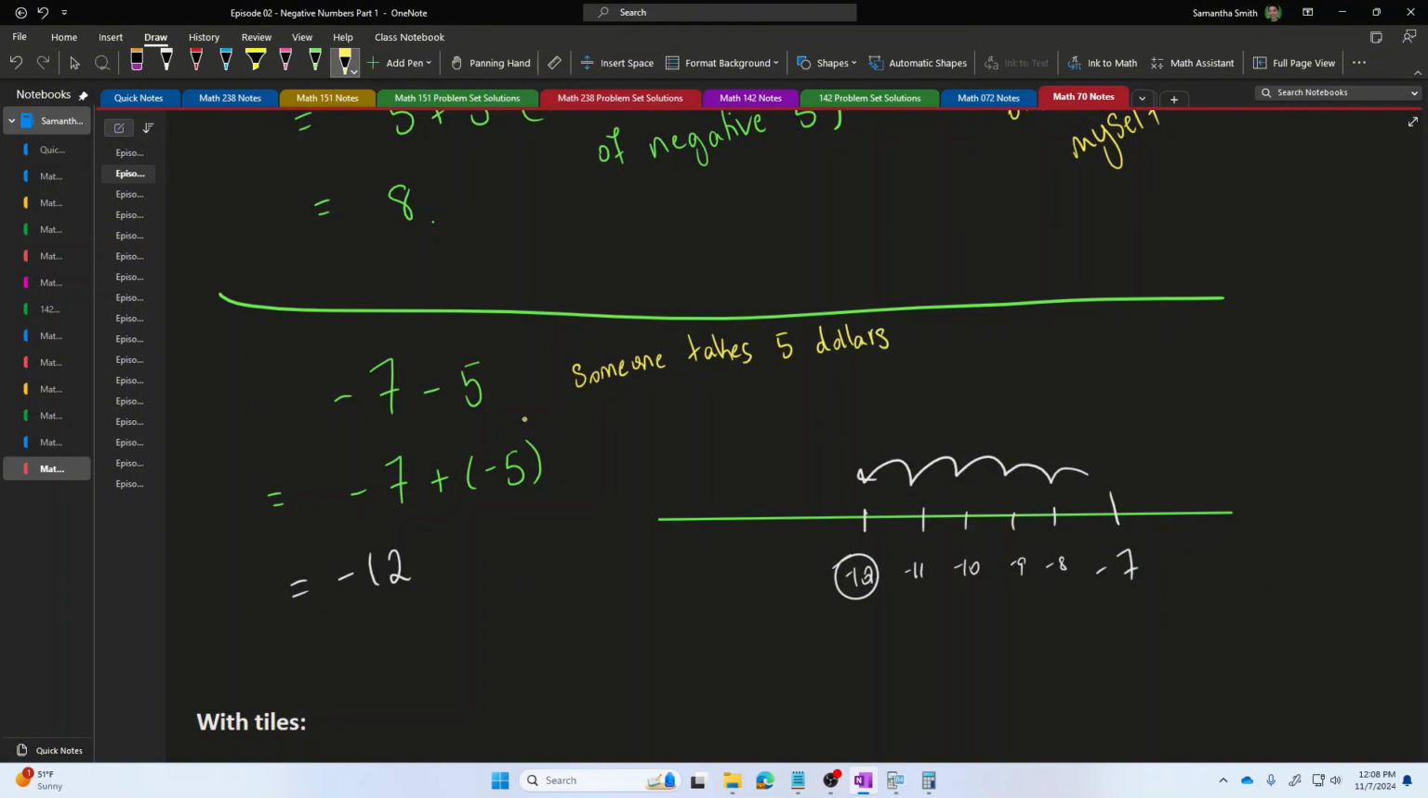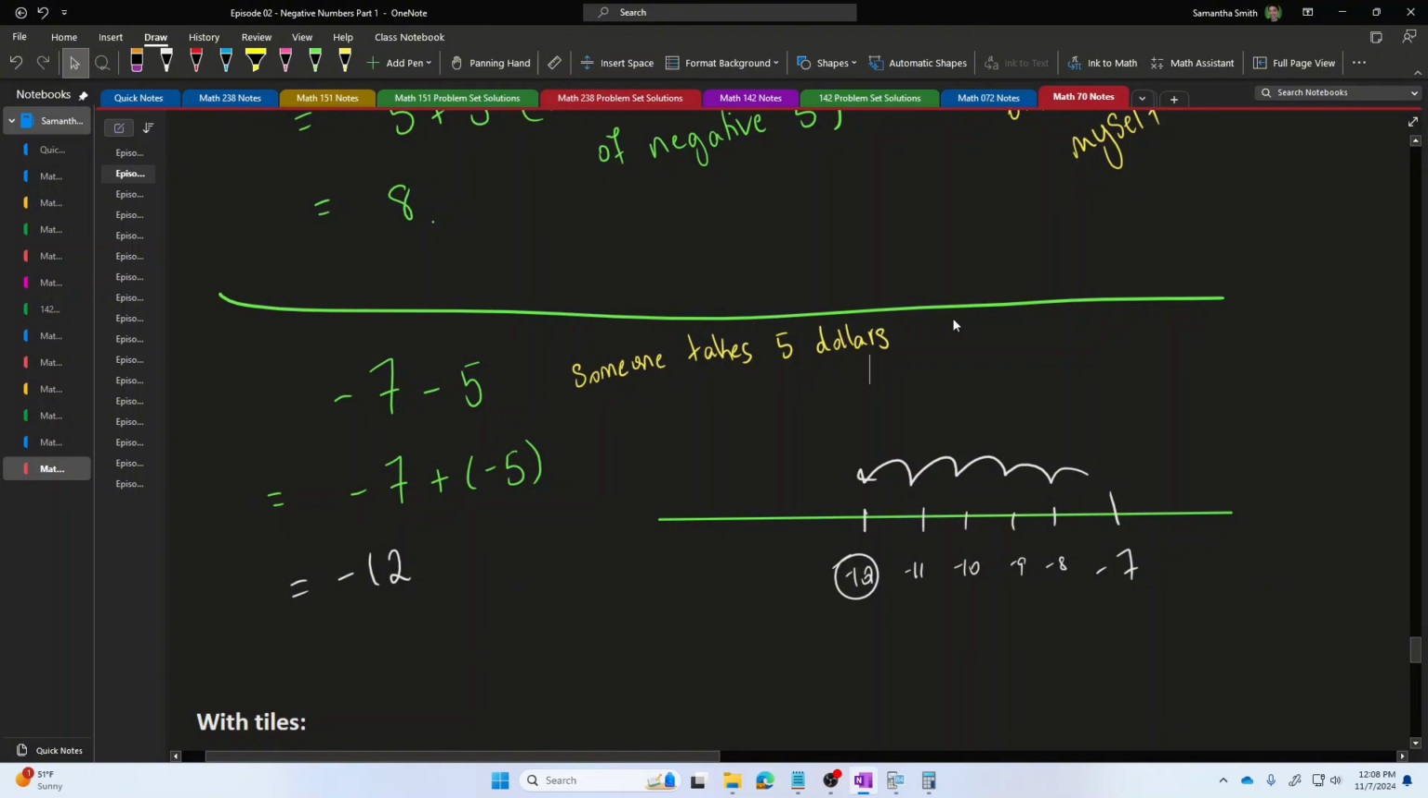If they take $5 away from me, if they subtract $5 from what I have, I'm even worse off than I was when I started, right? If they subtract $5 from me, I'm even more in debt and more in trouble than I was at the beginning. So I went from negative 7 down to negative 12.